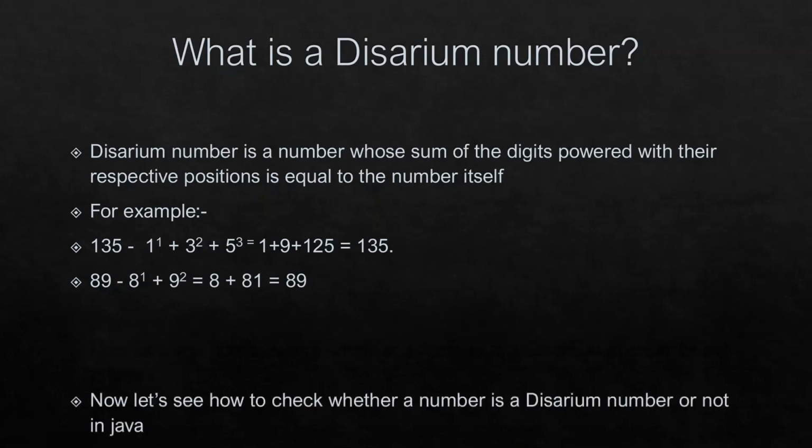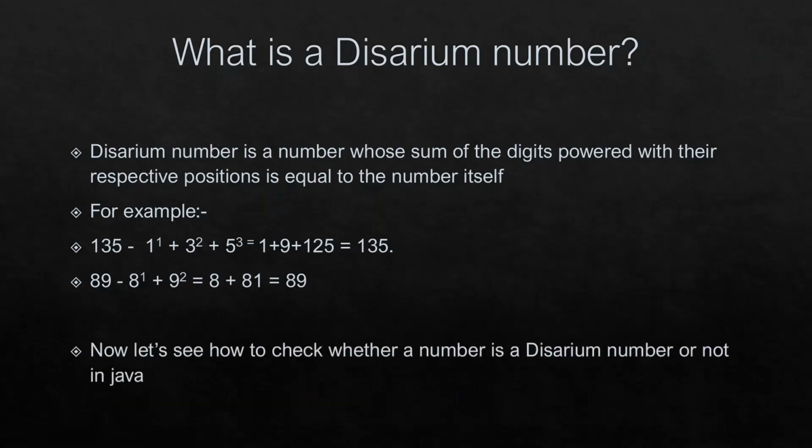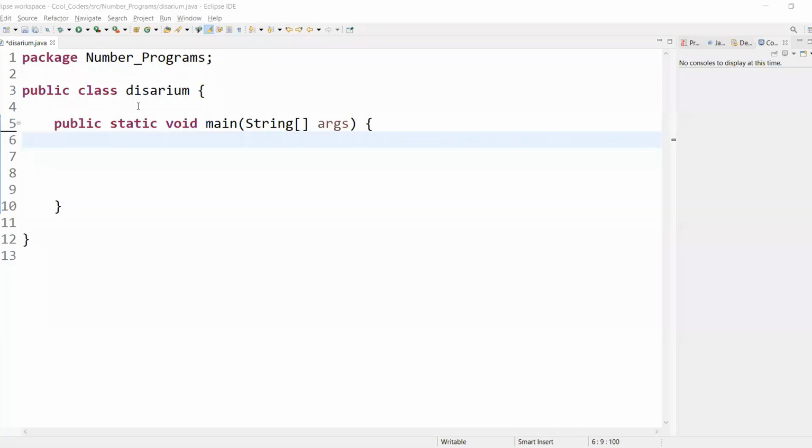Now let's go ahead and check how to check whether a number is a Gazarium number or not in Java. So I've created a class named Gazarium, and inside that class I've created a function named main. Now we will create an integer, int type variable. So int no equals 89.